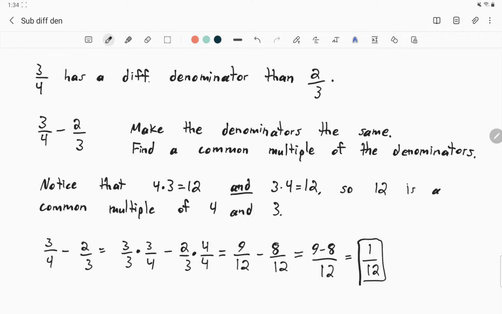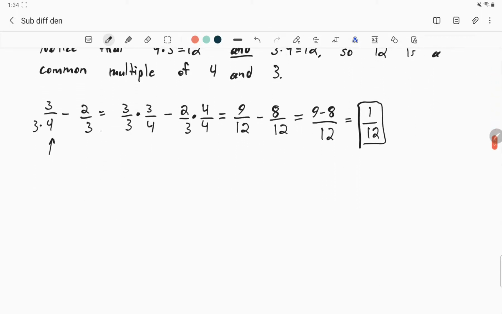So what do we do? We find a common multiple of the denominators. That way we can make the denominators the same. A surefire way to always do this without ever having to worry too much is multiply each denominator by the other denominator. So we multiplied 4 by 3, right? You saw that over here. And you multiplied 3 by 4. Saw that over here.